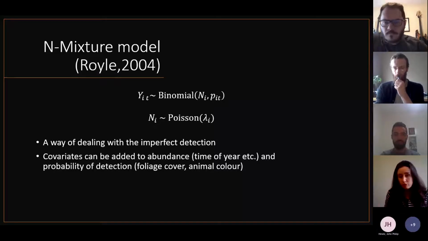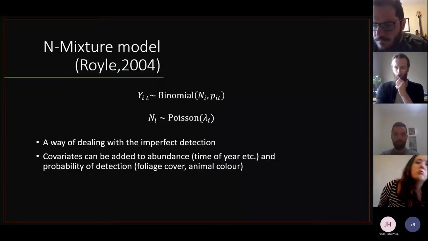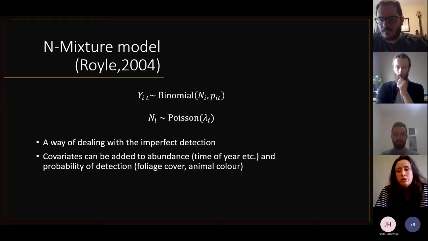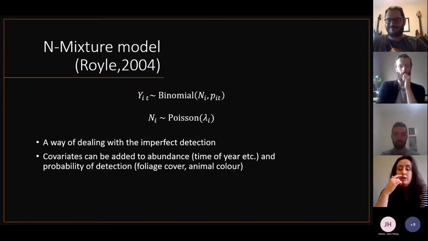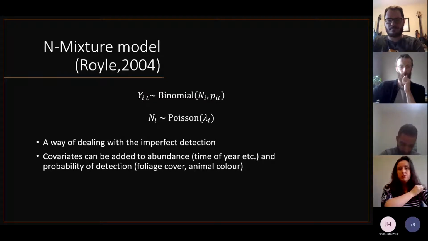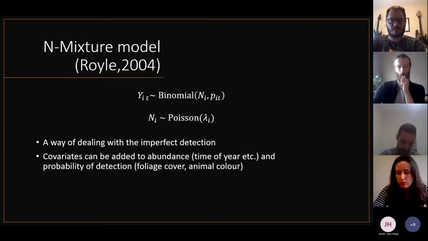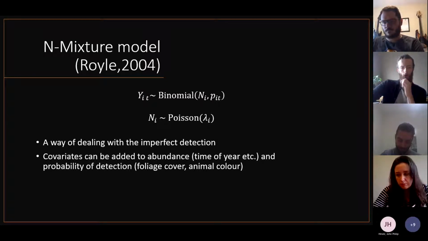This is the original N-mixture model, which was proposed by Andrew Royle in 2004. We have the top level of the hierarchy, which are the Y values. These are the observed abundances, the counts that are collected during the survey. Here the subscript i represents the site and the subscript t represents the sampling occasion. So we have a separate observed abundance for every site and sampling occasion.